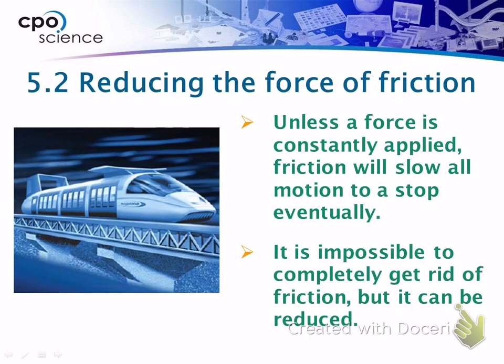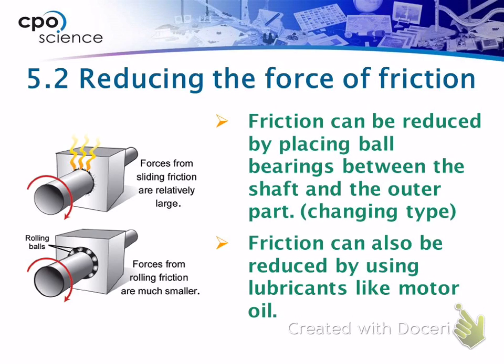Because friction is a force that's resisting motion, we're going to want to decrease it under certain circumstances because it's resisting the motion that we're trying to achieve, like a train going down the track or a car on the road. We can't completely get rid of friction, but we can reduce it. So let's talk about a couple different ways.